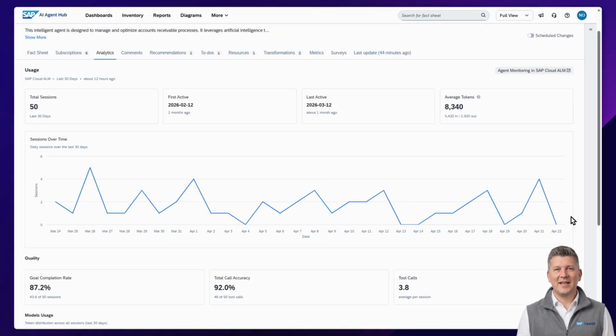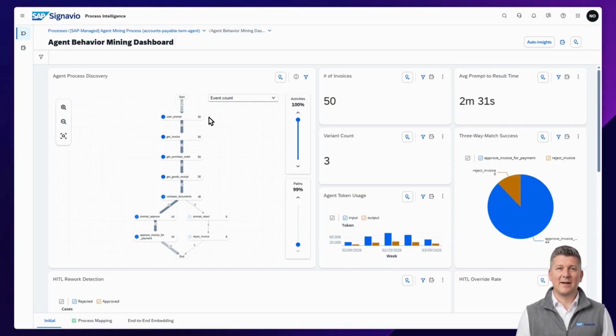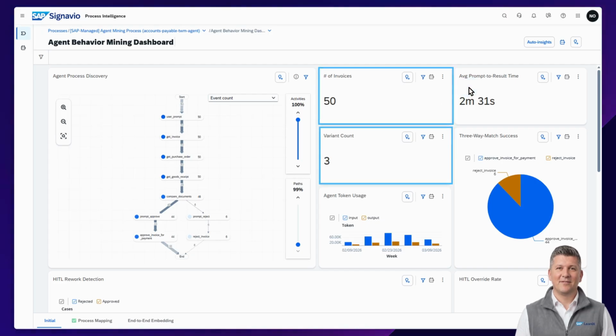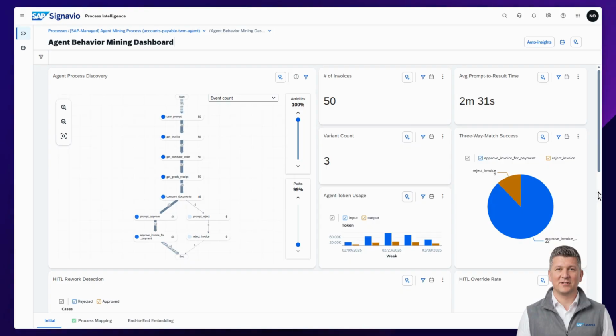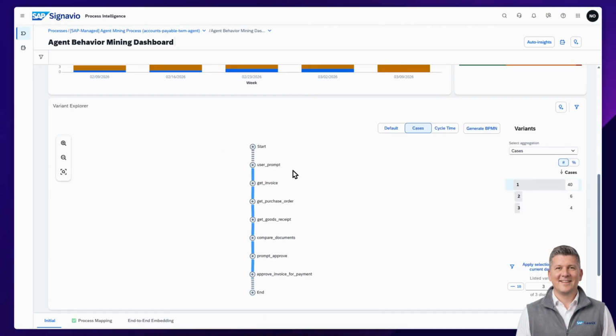Speaking of continued monitoring, Liam can leverage the integration with SAP Signavio to get a more in-depth look from a process intelligence perspective, leveraging event logs. Liam can take the data-driven, objective perspective of how the agent is moving throughout the process over time, highlighting variations and deviations. This also addresses key metrics like average prompt-to-result time, or more specifically, how frequently rework is triggered by rejected outputs, along with the corresponding override rate that indicates how often automated decisions are manually adjusted. Liam observed 3 distinct execution variants in how the agent carried out the prompted task.